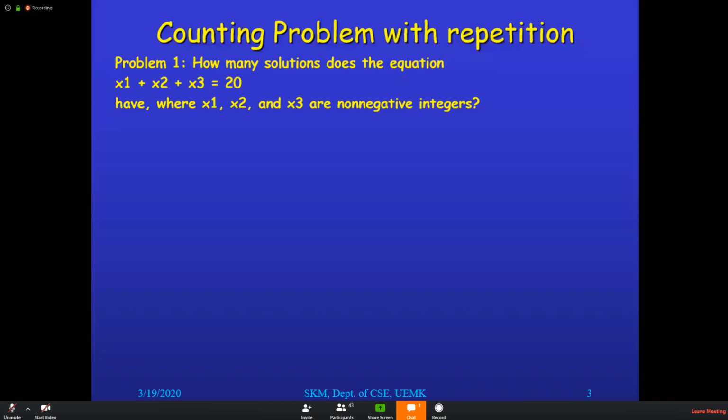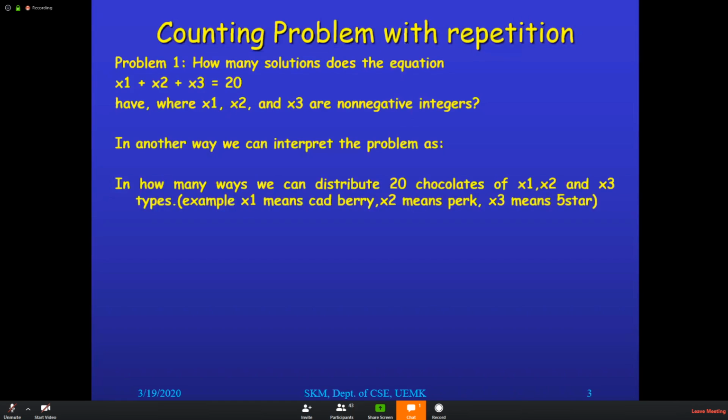Now, the same problem, once we identify that it is based on combination, in another way we are saying we have to select this 20. What is 20? Now 20 we are considering as the number of chocolates. So we have to select these 20 chocolates out of these 3 categories of chocolate.